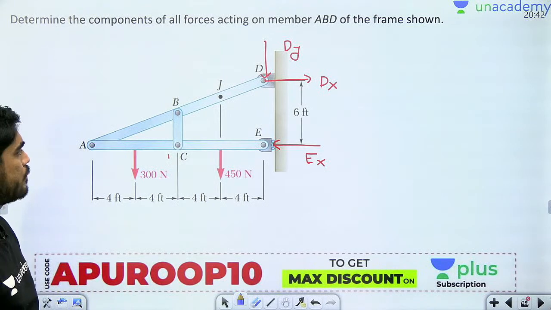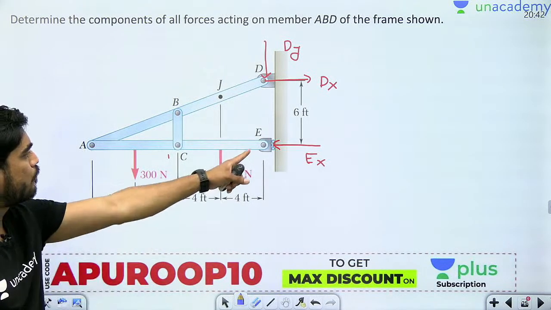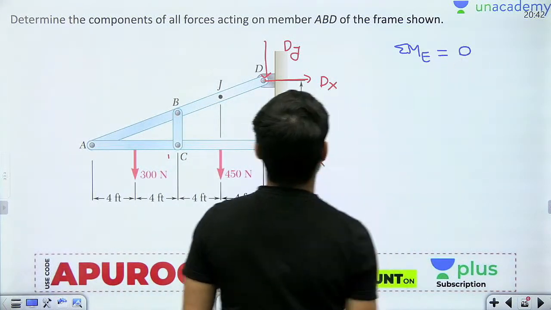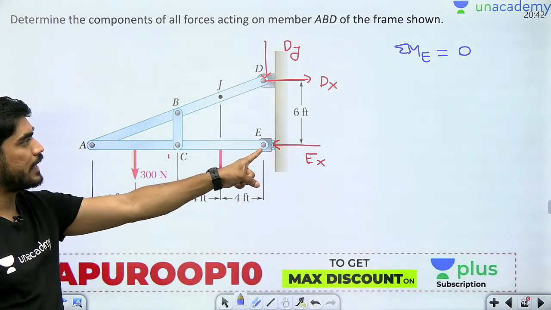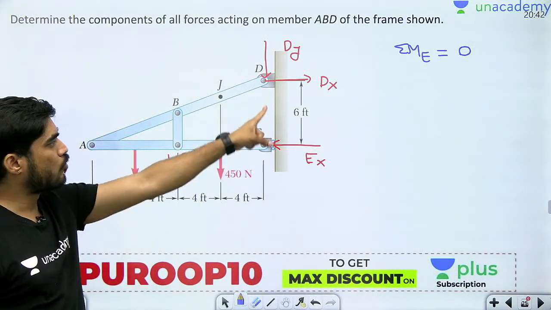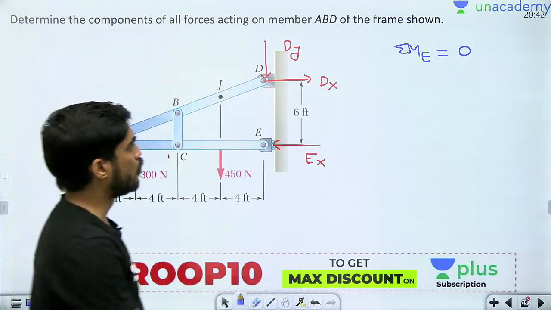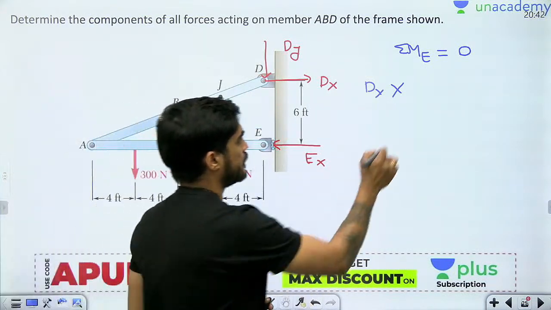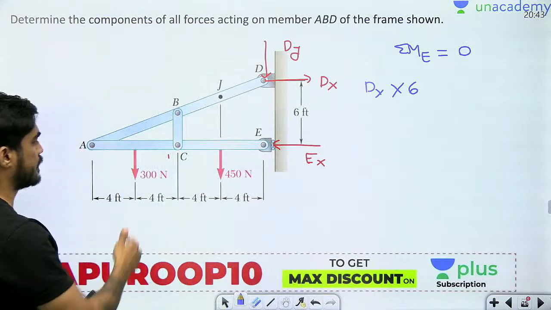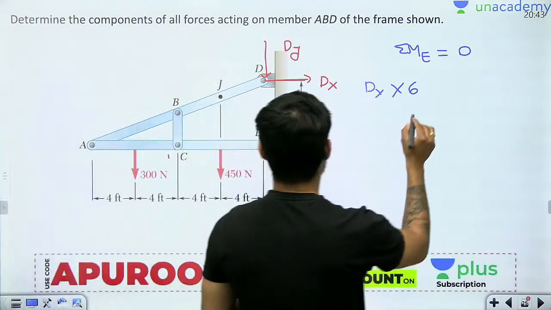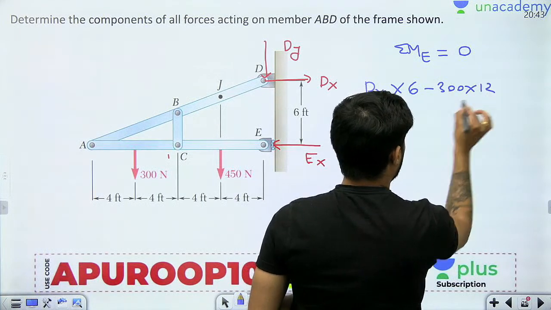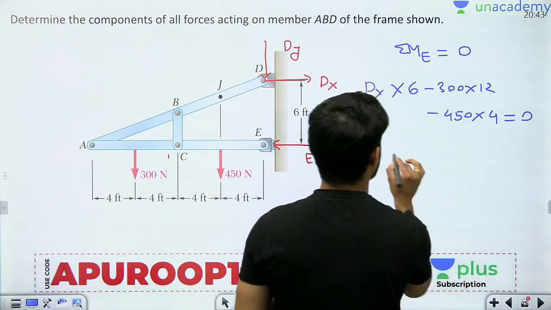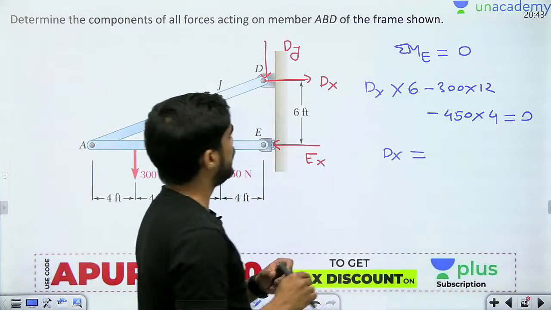So from summation of M at point E equal to 0, I will get the value of DX. Take moment at point E. So moment of EX and DY will be gone. Moment of DX will be how much? DX multiplied by 6, minus 300 multiplied by 12, minus 450 multiplied by 4 equals to 0. So from here I will get DX.